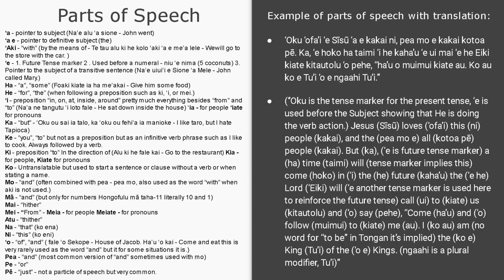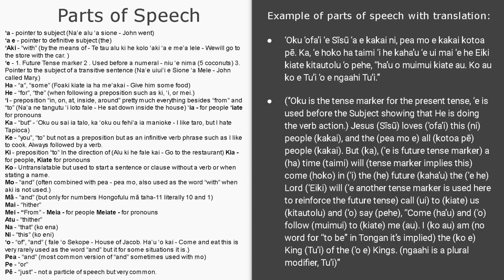Ko is an untranslatable. But it's used to start a sentence or clause without a verb, or when stating a name. If you're just saying your name by itself, they still consider that a clause with no verb. So if somebody asks you what your name is, you wouldn't say Palangi Professor, you would say Ko Palangi Professor.